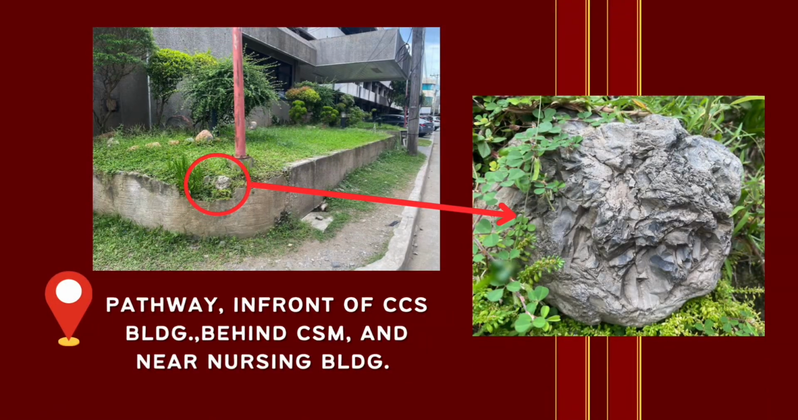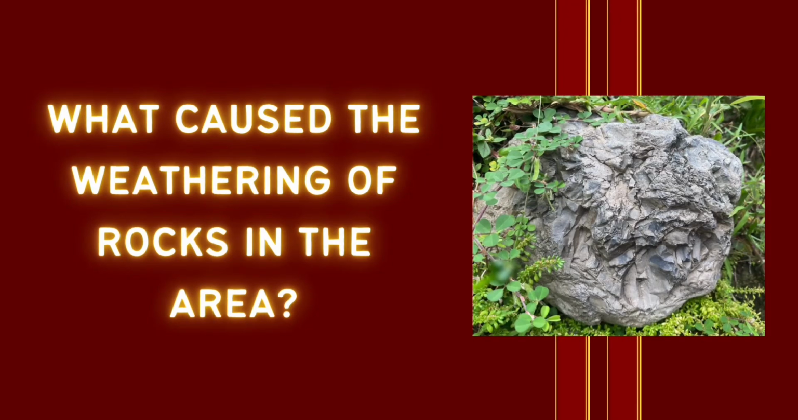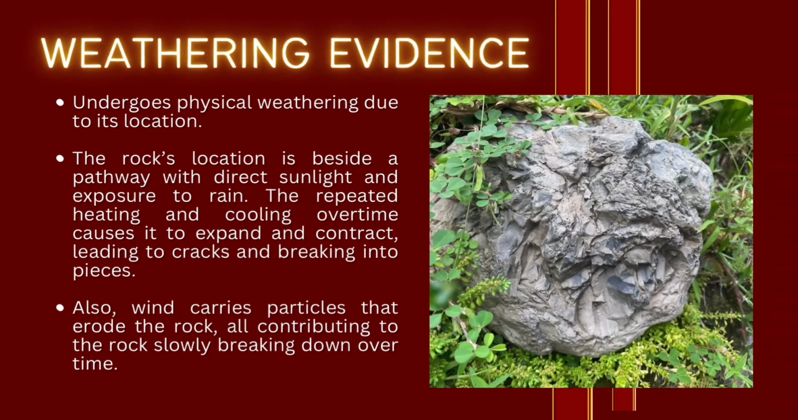And we found this rock. This answers the question, what caused weathering of rocks in the area? This rock undergoes physical weathering due to its location. The rock's location is beside a pathway with direct sunlight and exposure to rain. The repeated heating and cooling over time causes it to expand and contract, leading to cracks and breaking into pieces. Also, wind carries particles that erode the rock, all contributing to the rock slowly breaking down over time.